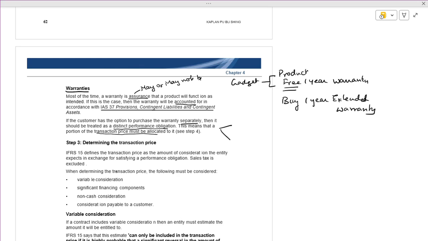You have to allocate the value of the product. We have done this with respect to services, and also we have to think in terms of warranties. Now we have added another one. The value of the product is 300, the value of the service is 120. Assume the value of the warranty is 60. That is the second distinct performance obligation.